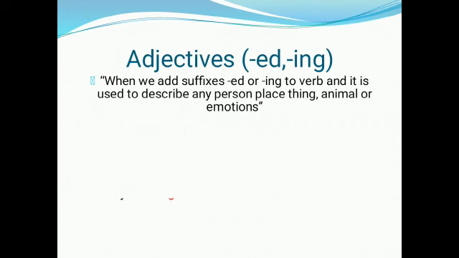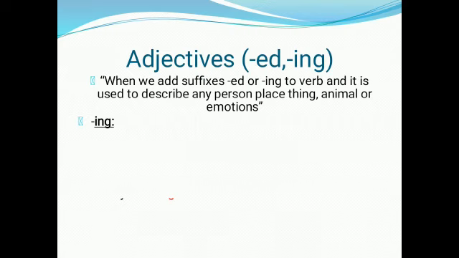When ed and ing are added to verbs, they become adjectives, and we can use them to describe a place, a person, an animal, or emotions. In other words, when we want to describe the characteristics of something, someone, some place, animal, or emotion, we can use ed and ing adjectives. But there is a slight difference between these two. Let's see them.